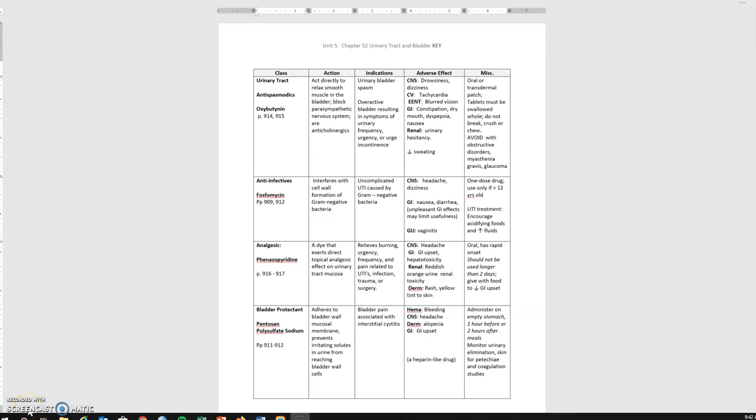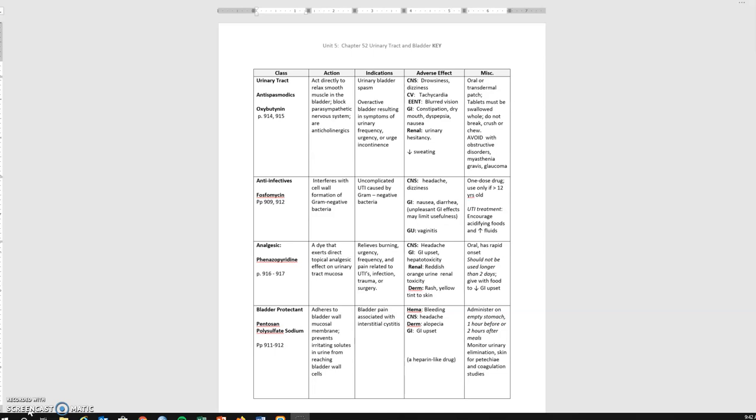Chapter 52 covers urinary tract and bladder drugs. The signs and symptoms of a urinary tract infection include urinary frequency and urgency, burning on urination, and if the individual has acute pyelonephritis or a kidney infection, chills, fever, flank pain, and tenderness.